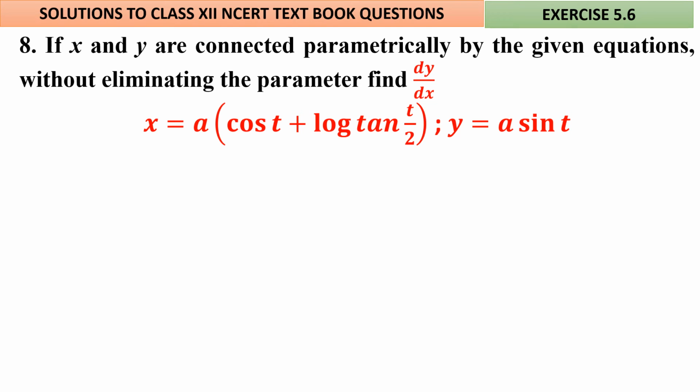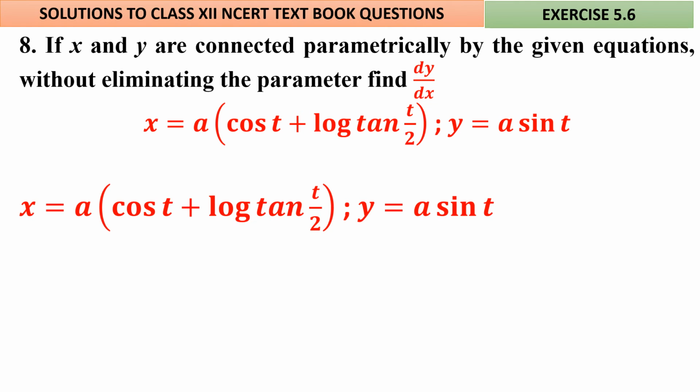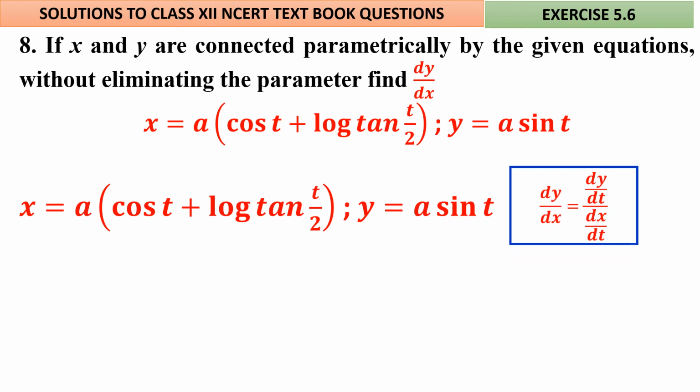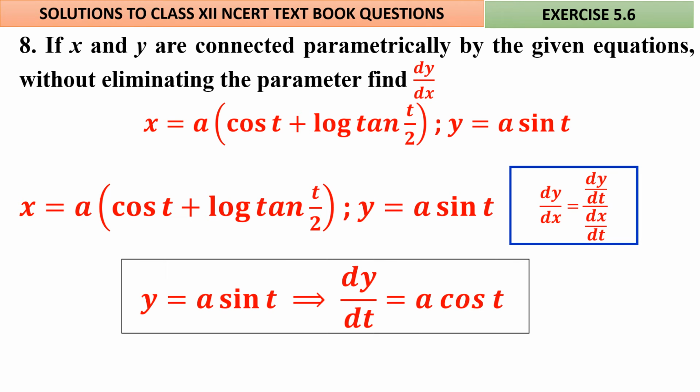Problem number 8. x and y are connected by x is equal to a multiplied by cos t plus log tan t by 2, and y is equal to a sin t. Same thing, x and y are given, but dy by dx will be dy by dt upon dx by dt. We'll keep it ready. We will differentiate y separately, x separately, and then put it in the equation. y is very simple, a sin t. Therefore, dy by dt will be a into differentiation of sin t, which is cos t. We'll keep it ready.